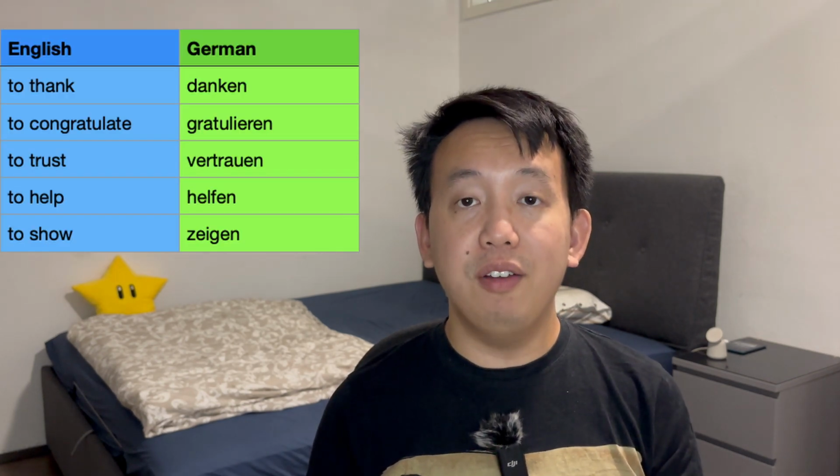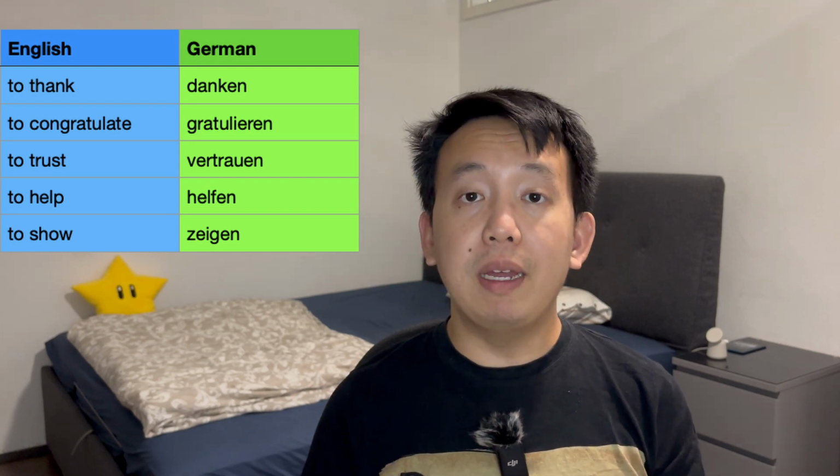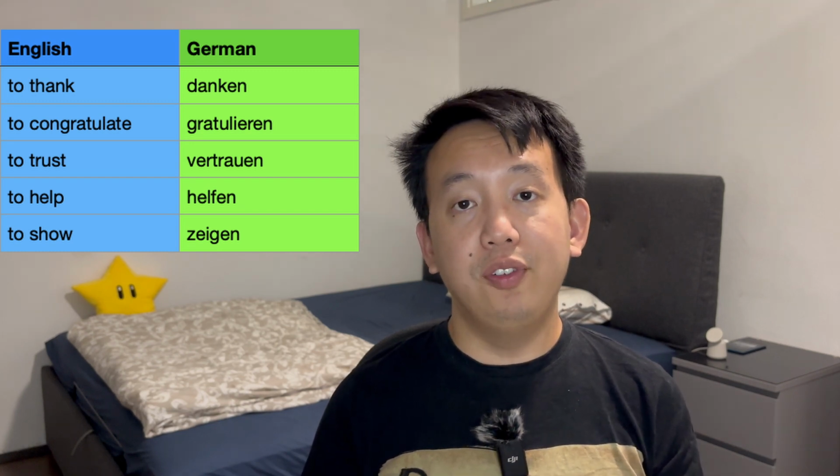And also to congratulate, gratulieren, is also with dative. We congratulate her. Wir gratulieren ihr and not wir gratulieren sie. To trust is also with dative, vertrauen. And to help is also with dative, helfen.